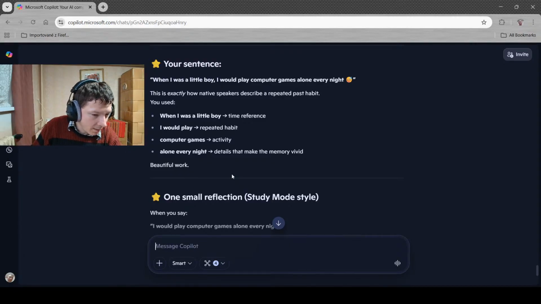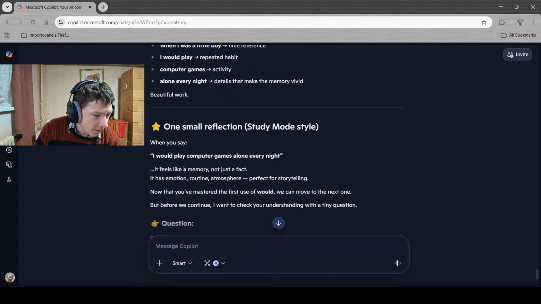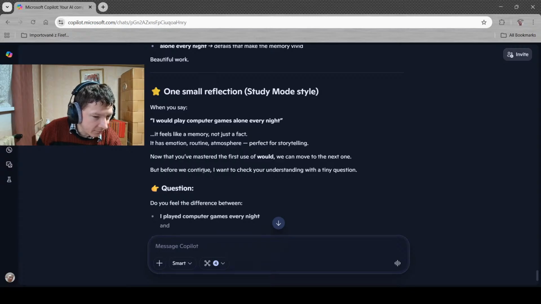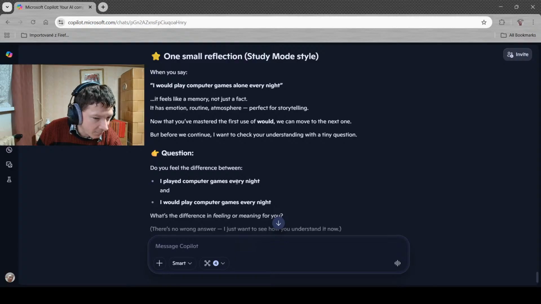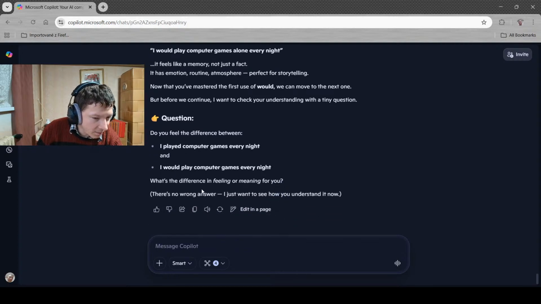Beautiful work. One small reflection, study mode style. When you say, I would play computer games alone every night, it feels like a memory, not just a fact. It has emotion, routine, atmosphere, perfect for storytelling. Now that you've mastered the first use of would, we can move to the next one. But before we continue, I want to check your understanding with a tiny question. Do you feel the difference between I played computer games every night and I would play computer games every night? What's the difference in feeling or meaning for you?